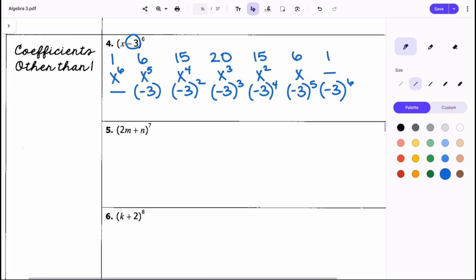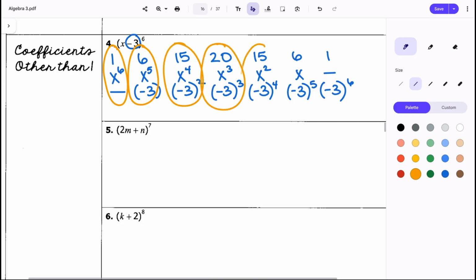Yeah. Okay, so now let's start multiplying in our columns here. This first one, 1 times x to the 6th power would just be x to the 6th power. Now be careful on this next one because of that -3. You have 6, an x to the 5th power, and a -3. So when you multiply, it's going to become -18, so -18x to the 5th power.